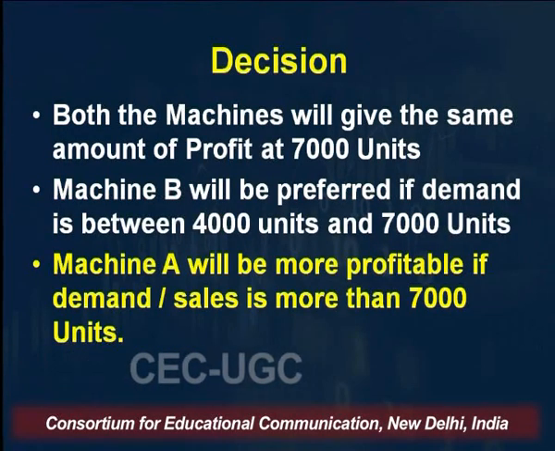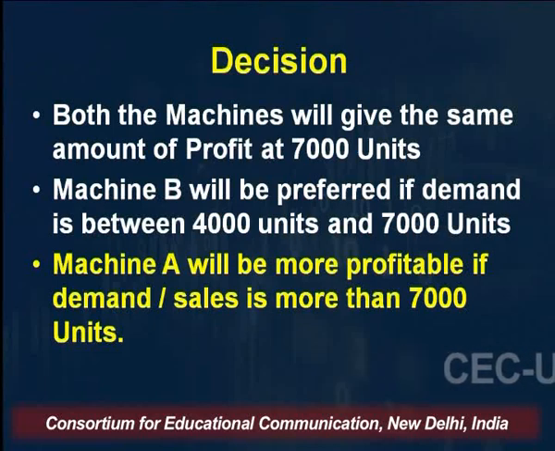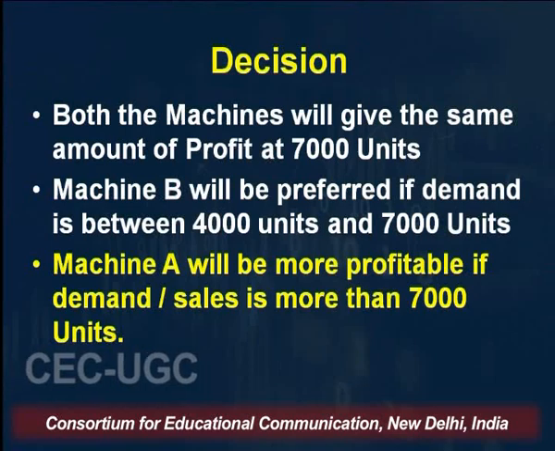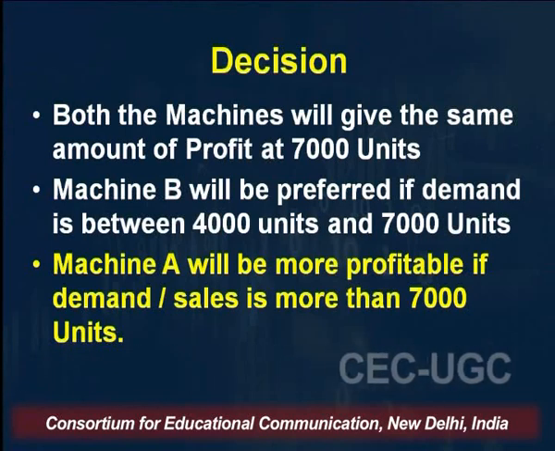But suppose the demand for your product or sales is more than 7,000 units, then you should go for investing in machine A. So if your demand exceeds that cost indifference level of 7,000 units, you have to keep this in mind: you will prefer machine A. You have no other choice but to invest a greater amount in your investment process.